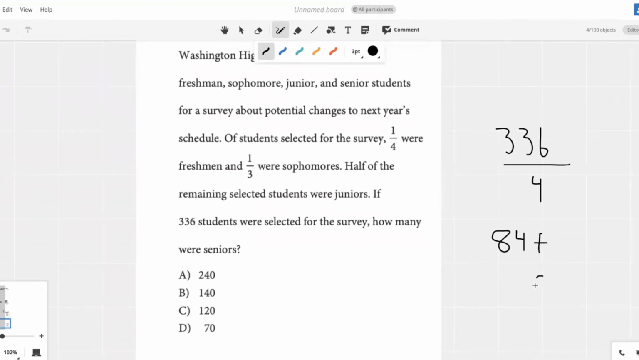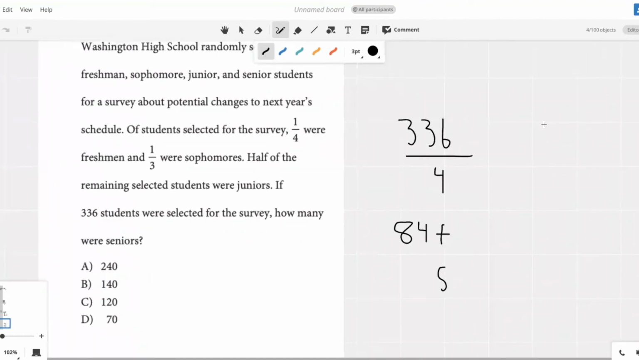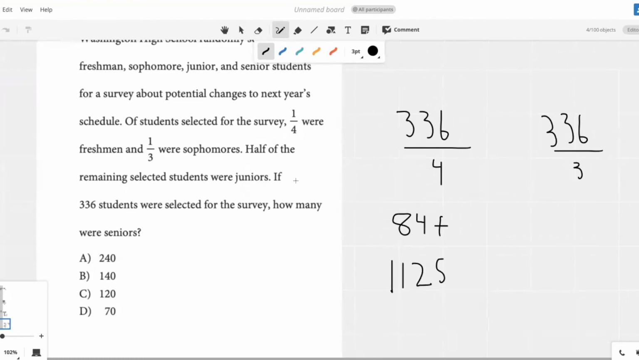So now let's find the number of sophomores, since it says 1/3 of the total number of students were sophomores. So now we're going to do 336 divided by 3. And plugging that into our calculator, we should get 112. So 112 of the students selected were sophomores.